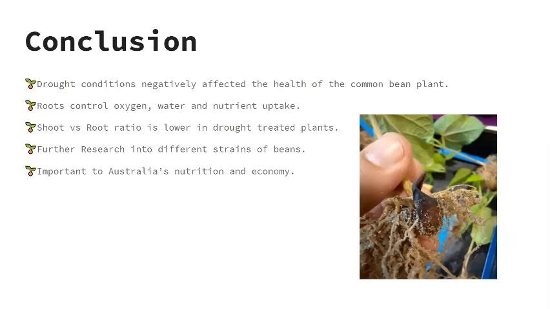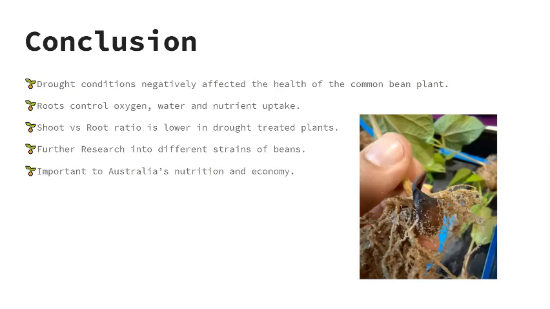The average mass of both roots and shoots were also less in comparison to the control plants, signifying that the drought plants were limited in their oxygen, water, and nutrient uptake. The ratio of shoots versus roots was also lower in drought plants. This is because shoot length is dependent on the root's water intake to promote growth. All measured variables were not statistically significant, which may have been due to the small sample size and the overwatering of droughted plants on day 1 and 4.